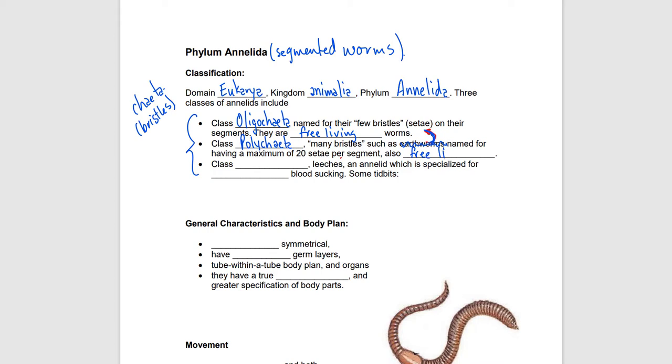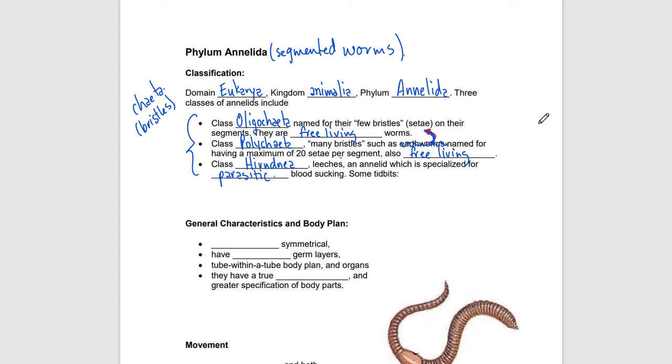And then we have a group which doesn't sound at all like the others, Hirudinea. But you'll be familiar with these. These are leeches, nice. An annelid specialized for parasitic blood sucking. Sounds great, eh? So those are the 3 classes: Oligochaeta, Polychaeta, and Hirudinea.